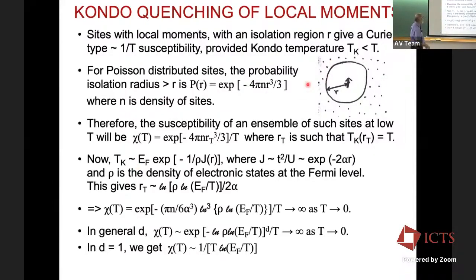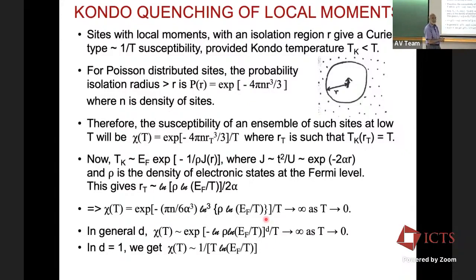So if you insist that this Kondo temperature is equal to the temperature, it immediately tells you that the isolation distance needed at temperature T is log of the density of states times log of E_F over T, over 2 alpha. I've thrown away factors of 4 pi and 3 and things like that; I've just kept the functional form. Then I put this R_T into the expression here, and I get a susceptibility that looks like this log cubed of E over T, divided by T.